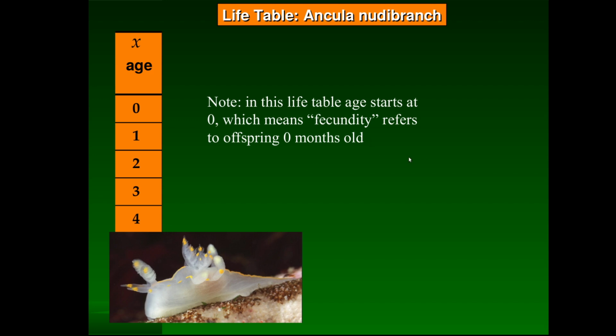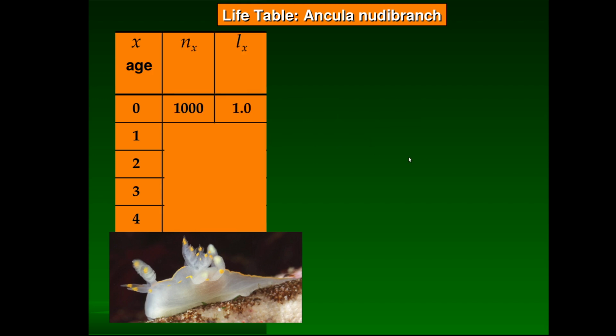So we start with 1,000 individuals at age 0, or 0 months. And this number is symbolized by N of X, the number alive at age X. What proportion of these 1,000 individuals are still alive at age 0? Well, that's obviously 100%. So the survivorship at age 0 is 1. Survivorship is symbolized by L. L stands for living, and survivorship to age X is symbolized by L of X.